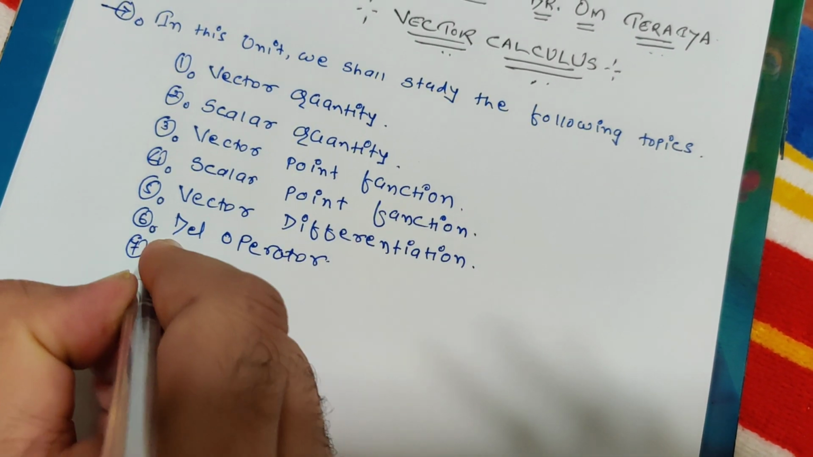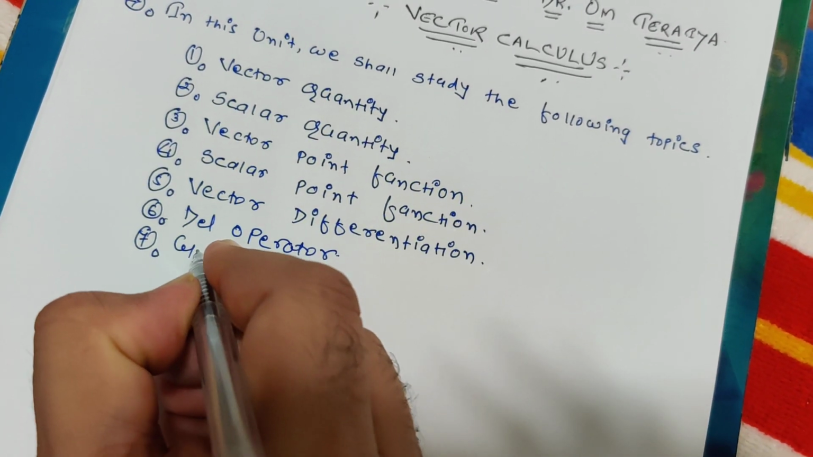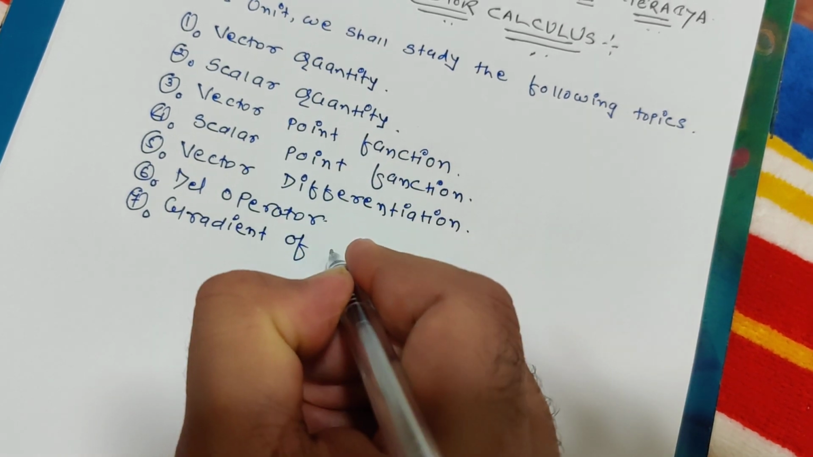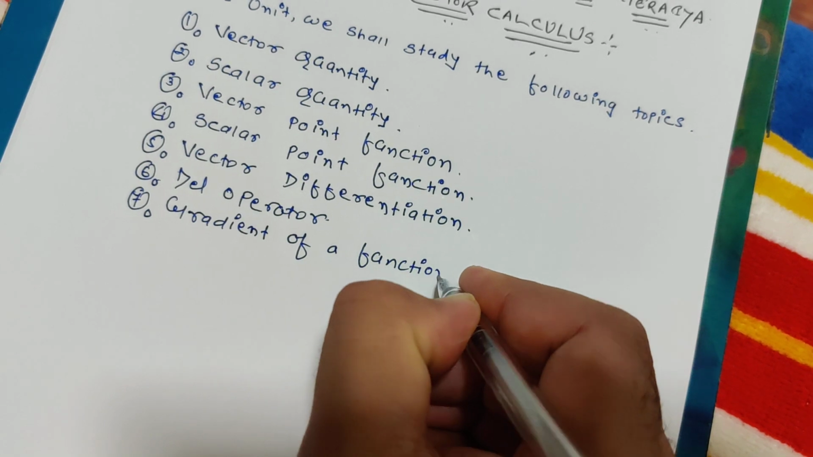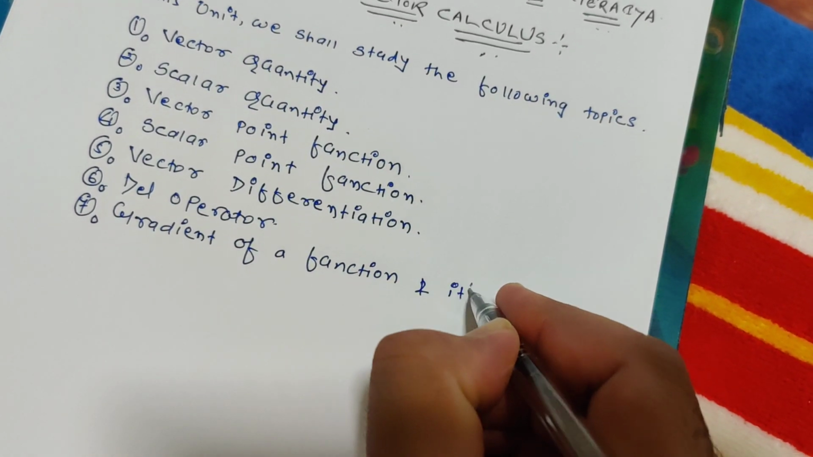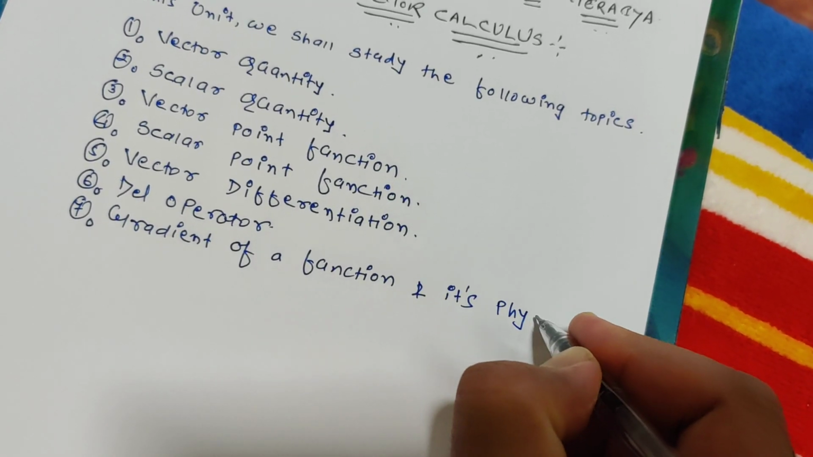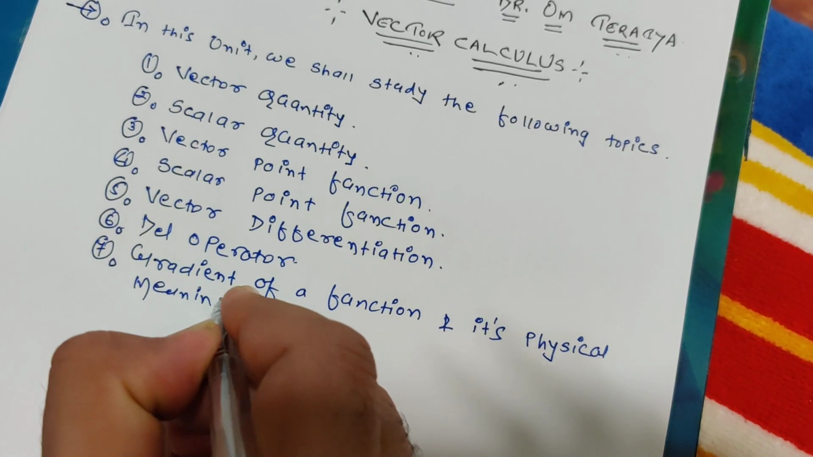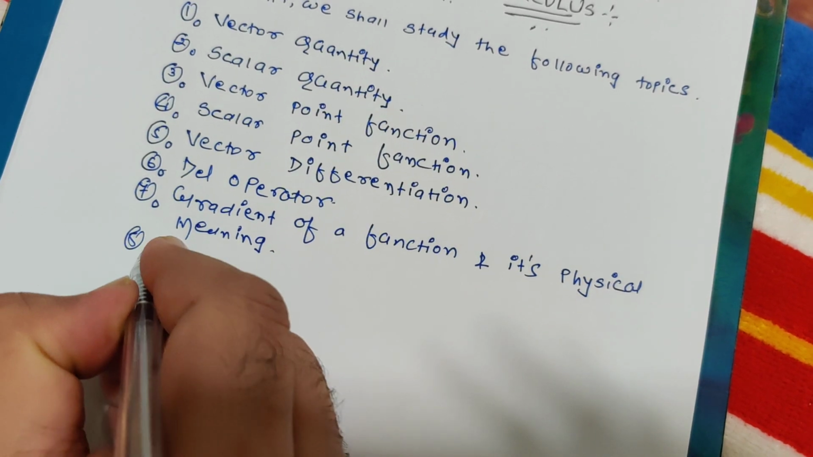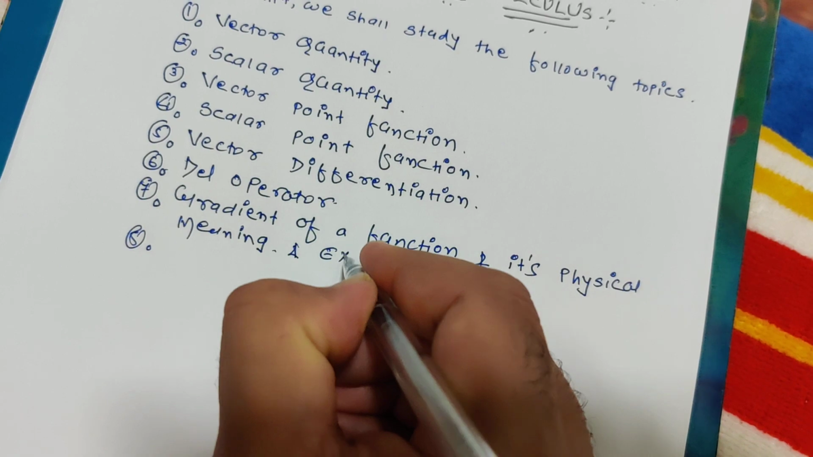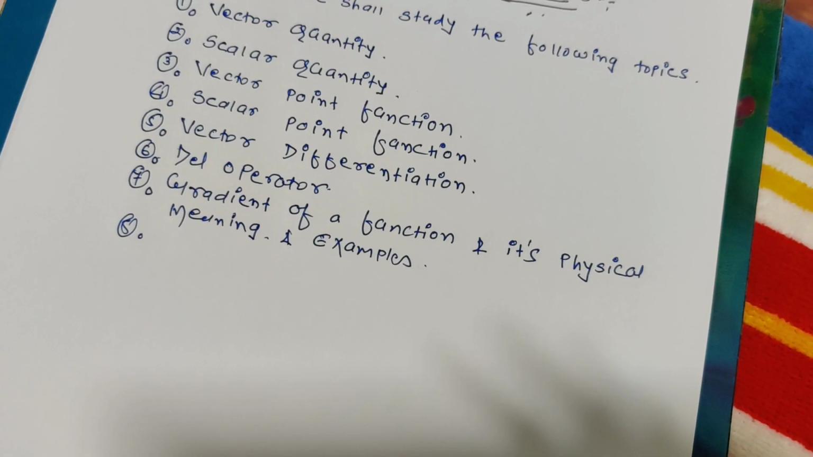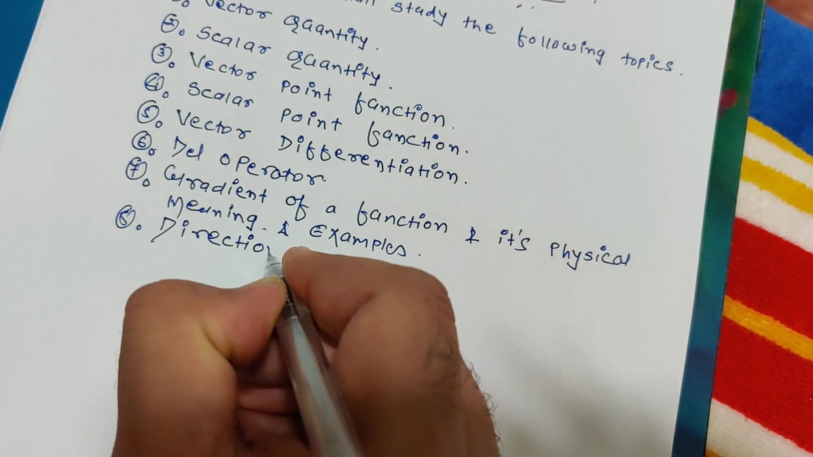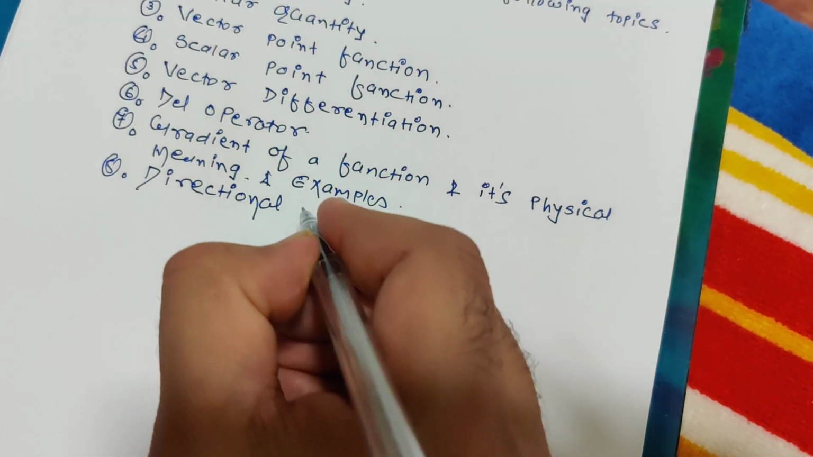Number 7, gradient of a function and its physical meaning and related examples. Number 8, directional derivatives.